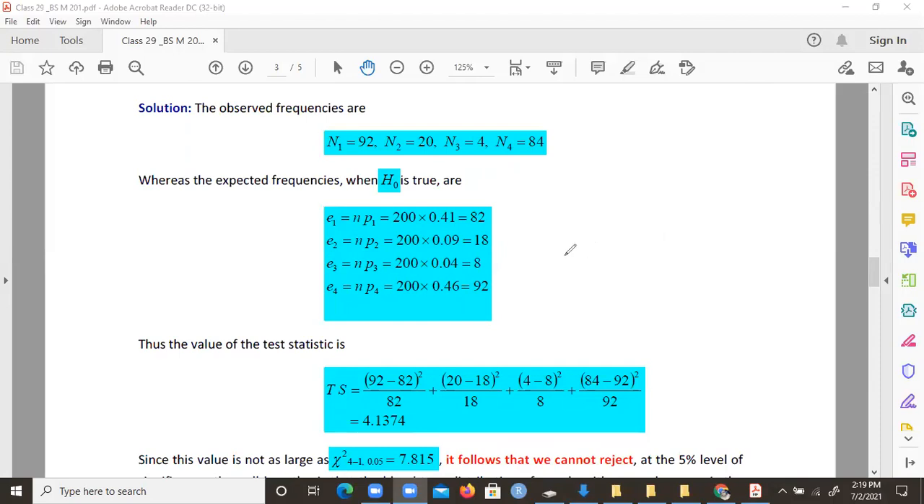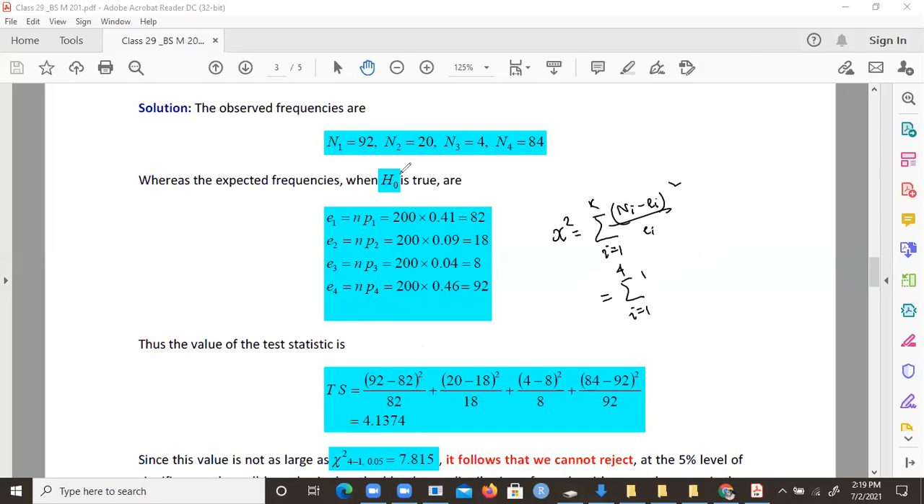Now you see what my formula of chi-square, or my formula of test statistic, was: summation i goes from 1 to k, (ni minus ei) whole square by ei. How many i's are there? 4 i's are there. So i will run from 1 to 4. They are taking the differences of these two. So we are getting (92 minus 82) whole square by 82, (20 minus 18) whole square by 18.